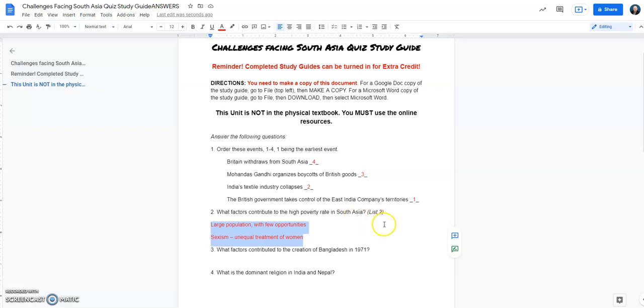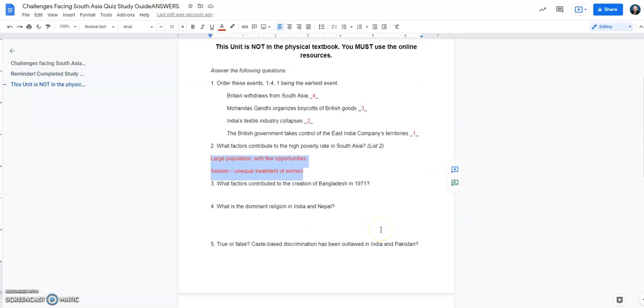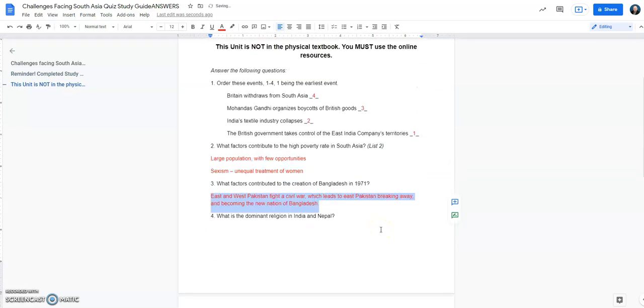Question number 3 says, what factors contributed to the creation of Bangladesh in 1971? That would be East and West Pakistan fight a civil war. So you have Pakistan. It is right there on the kind of northwest border of India. And Pakistan used to be larger. The east side of Pakistan was fighting the west side of Pakistan, and they ended up breaking off and forming the new nation of Bangladesh, right? So East Pakistan breaks away, becomes Bangladesh. West Pakistan is just Pakistan, right?